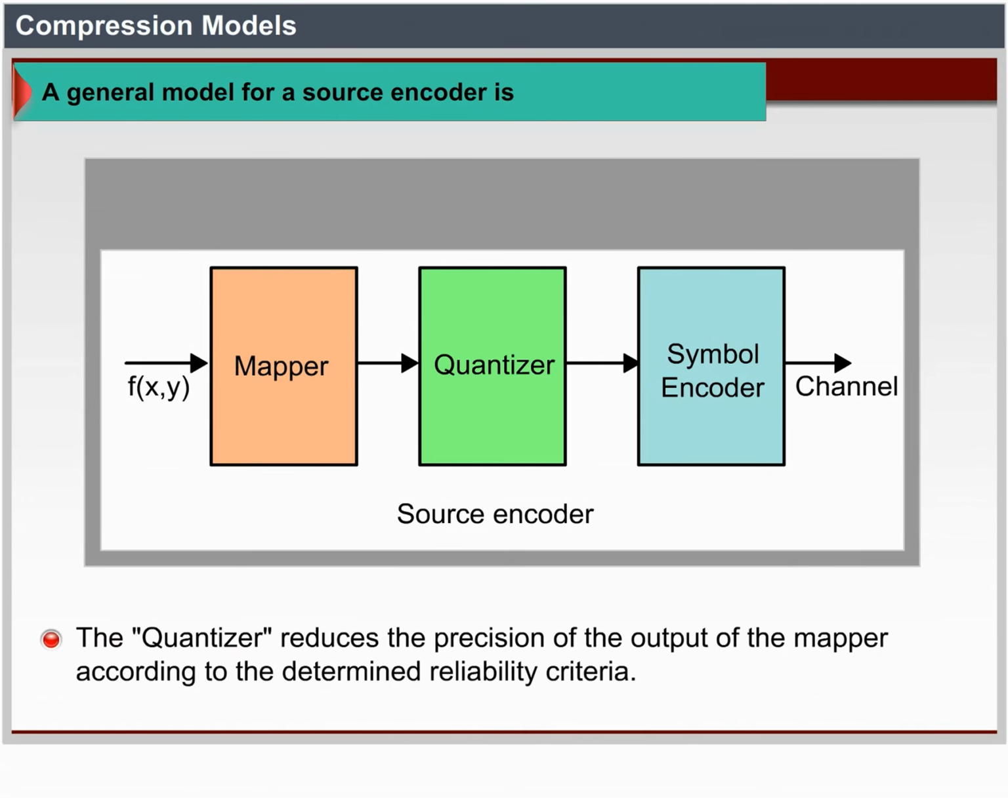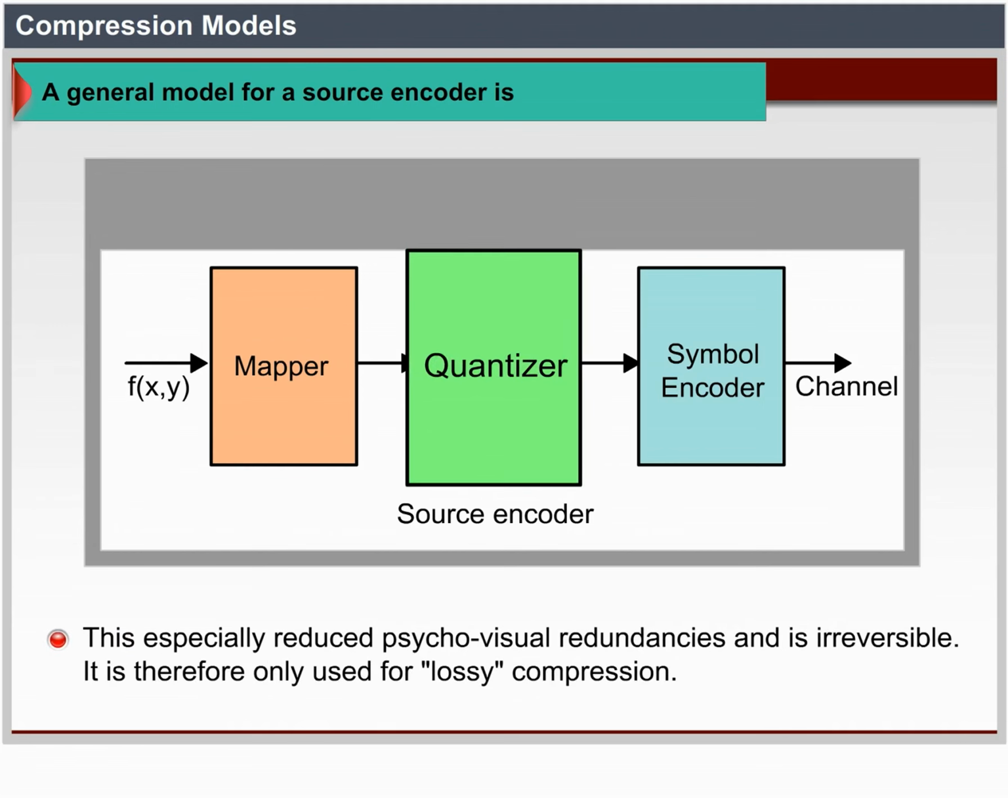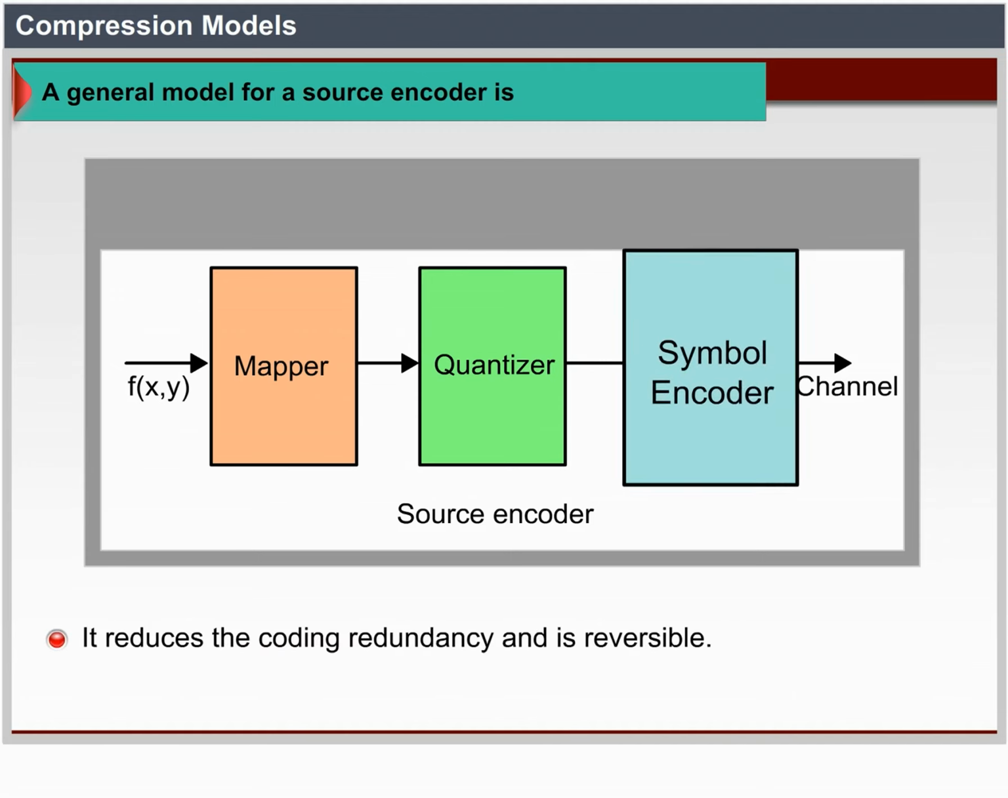The quantizer reduces the precision of the output of the mapper according to the determined reliability criteria. This especially reduces psychovisual redundancies and is irreversible. It is therefore only used for lossy compression. The symbol encoder makes a static or variable length code to represent the quantizer's output. It reduces the coding redundancy and is reversible.